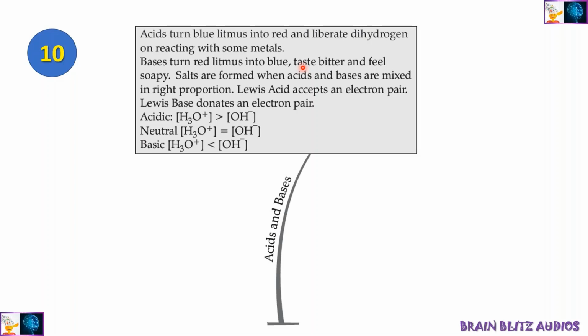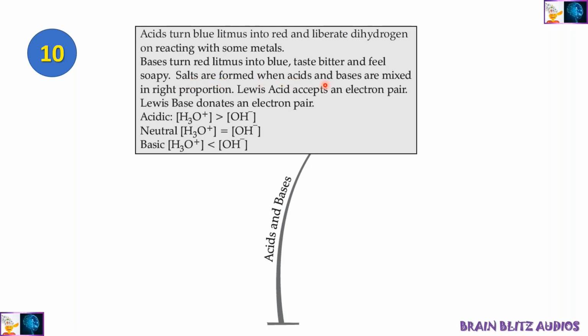Now in this section we will revise what acids and bases are in general. Acids turn blue litmus red and liberate dihydrogen on reacting with some metals. You must have seen that. If HCl reacts with a metal, it releases hydrogen gas. And if you put HCl on blue litmus paper, it turns red. Now what about bases? Bases turn red litmus blue, taste bitter and feel soapy. Those things that you find in your shower, the soap, those are basic.